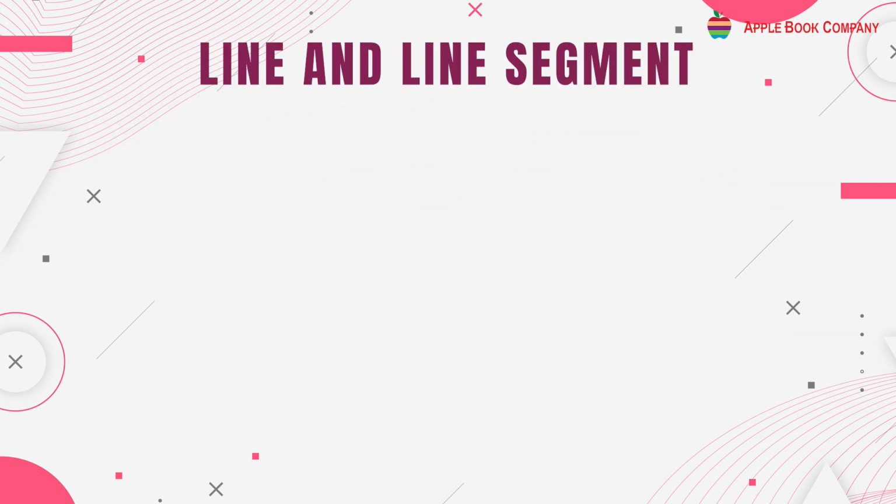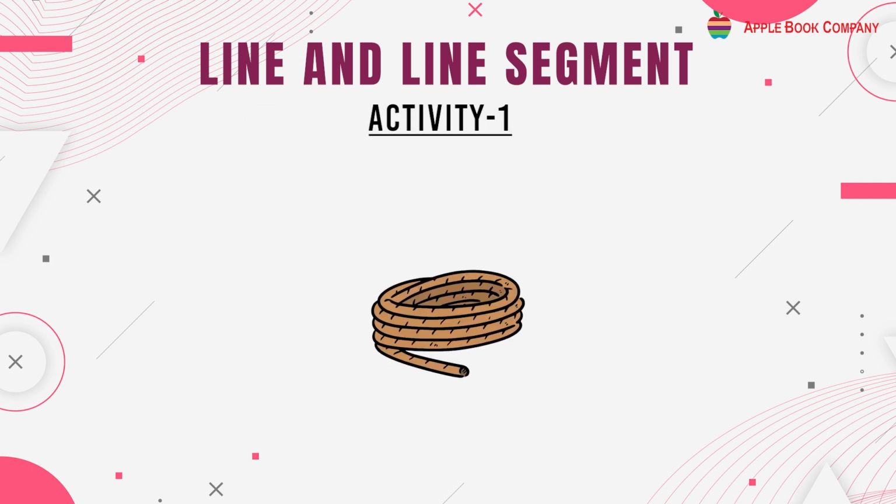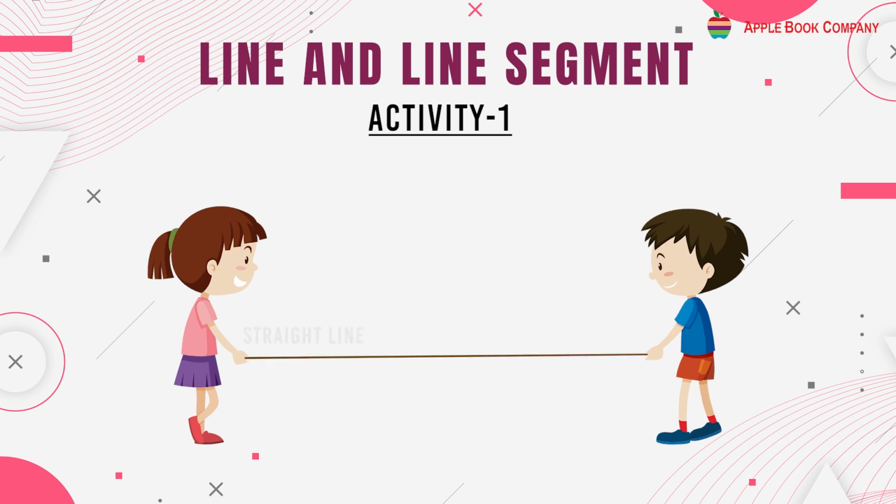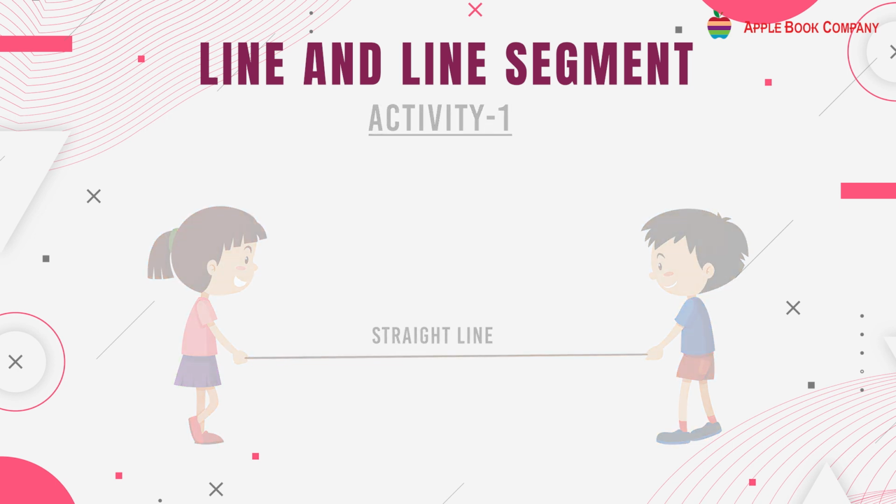Line and line segment. Activity 1. Take a rope. Let one pupil hold one of the two ends and the other end by the other child. Ask the pupil to stretch the rope straight. We say that it forms a straight line.